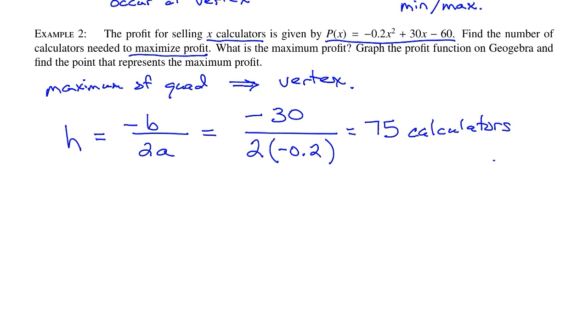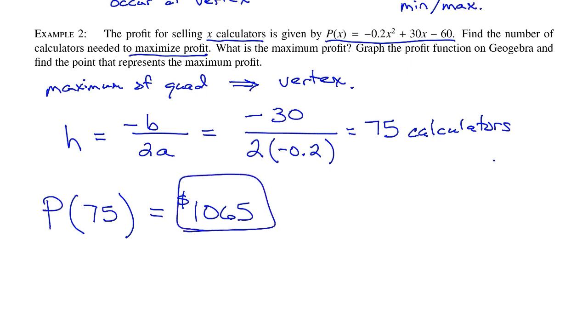So then, what is the maximum profit? To find that, I'm going to plug 75 into the P function, and that will tell me the actual amount of money made in profit from selling the 75 calculators. If you plug this into the P function, you get $1,065. And there you go. By selling 75 calculators, we make a maximum profit of $1,065.